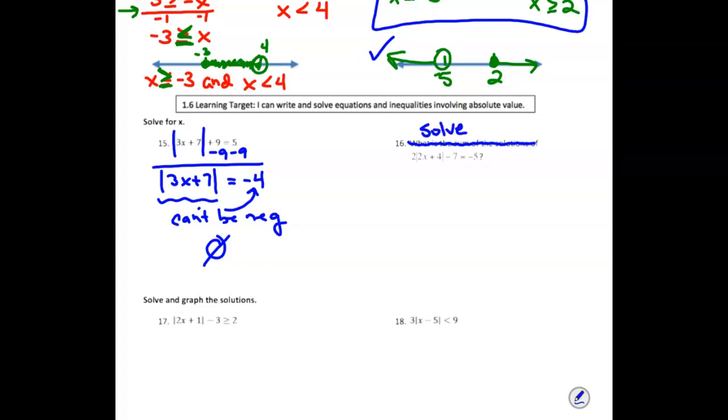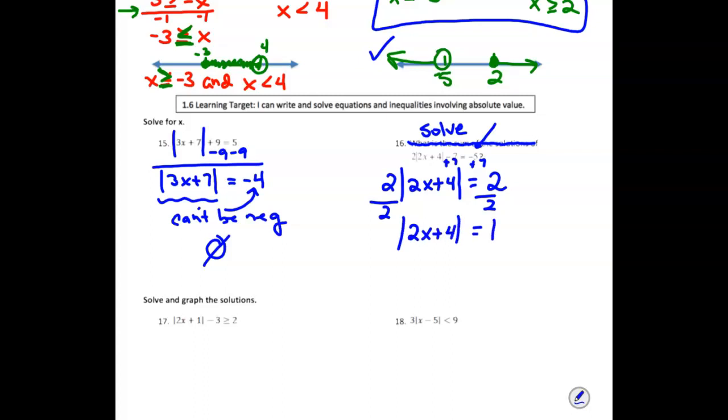We've got 2 times the absolute value of 2x plus 4 minus a 7 equals a negative 5. Now notice that there is a negative 5 here, but we have to be careful. We have to get rid of all those guards first before we determine if we can solve this or not. So we've got 2 times the absolute value of 2x plus 4. I'm going to add the 7 over here, so it turns into a 2. I can then divide both sides by 2, and I have the absolute value of 2x plus 4 equals 1.